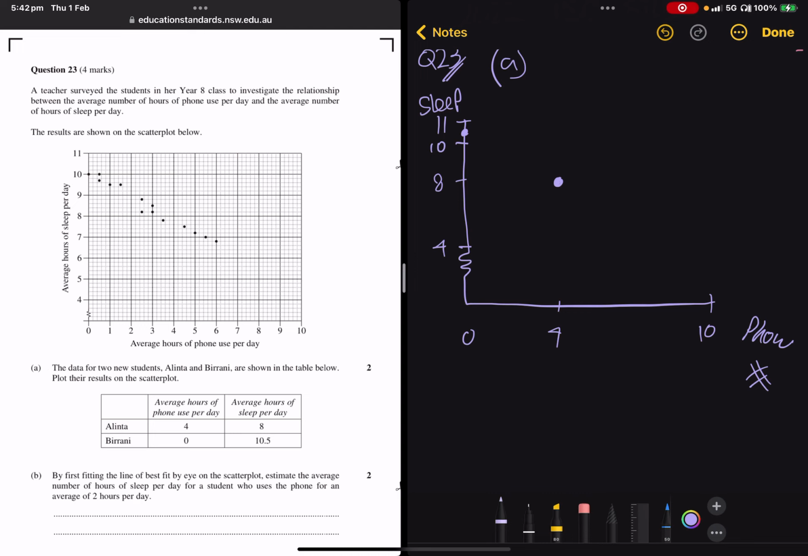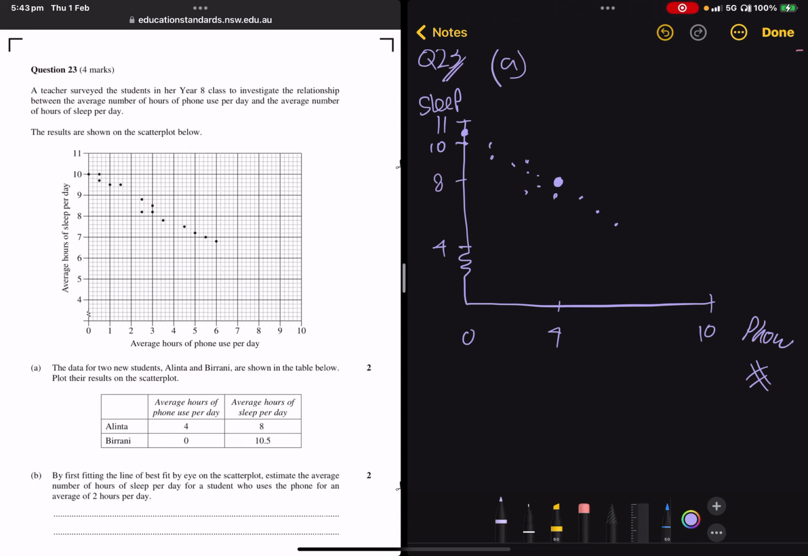By first fitting the line of best fit by eye on the scatterplot, estimate the average number of hours of sleep per day for a student who uses the phone for an average of 2 hours per day. Okay, so we can look at our scatterplot here. The points are roughly similar to what we've already got plotted. So we have something that looks roughly like this if we loosely transcribe these points onto our graph.